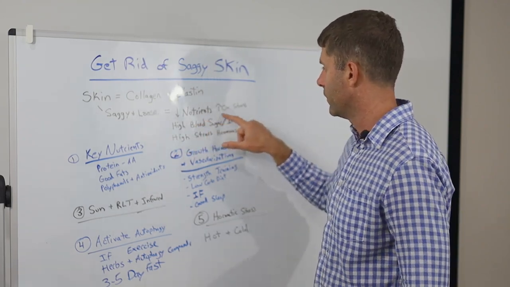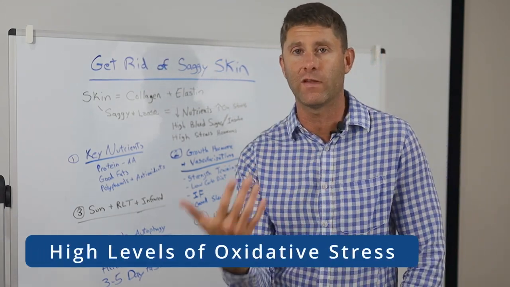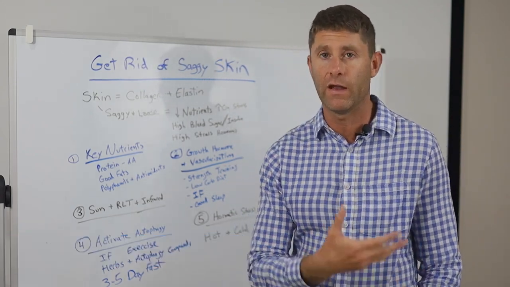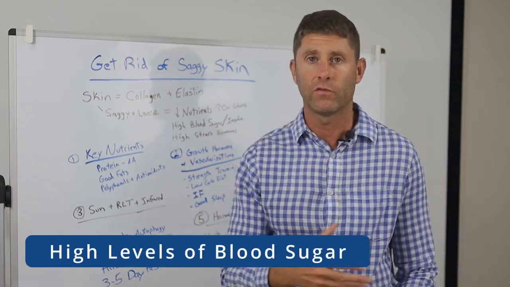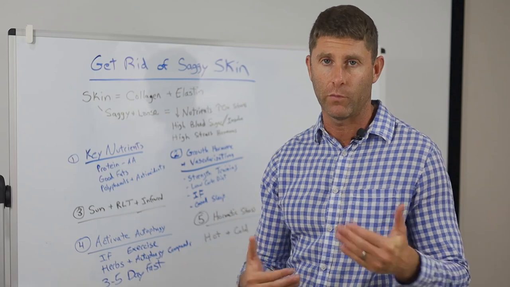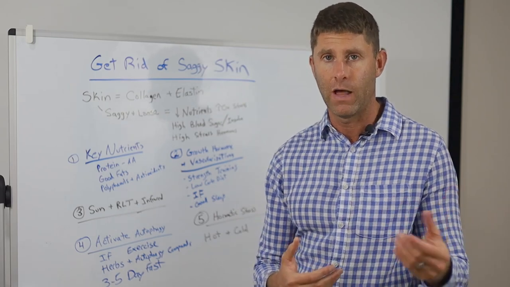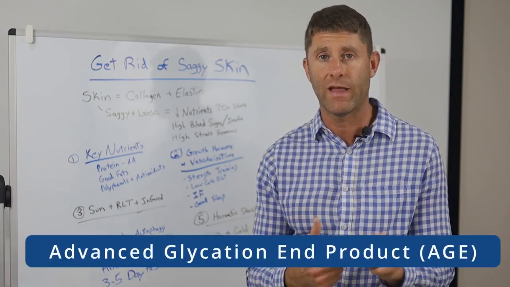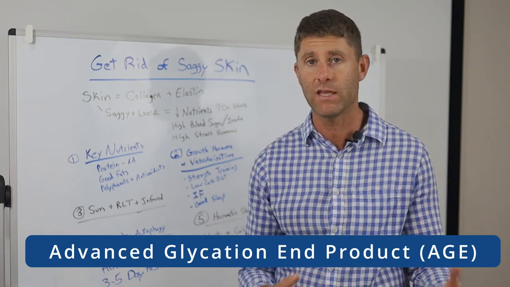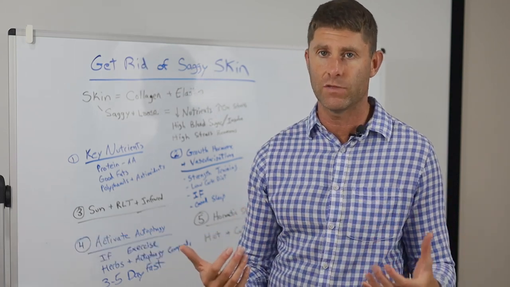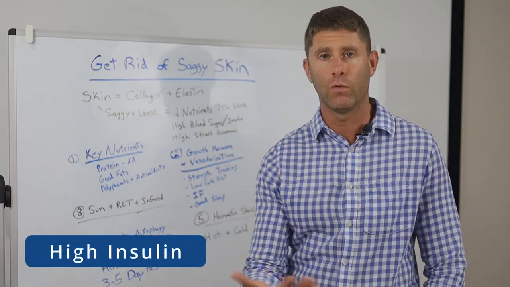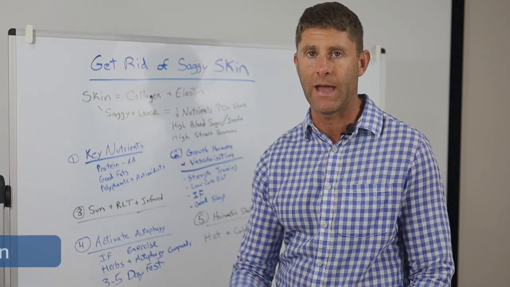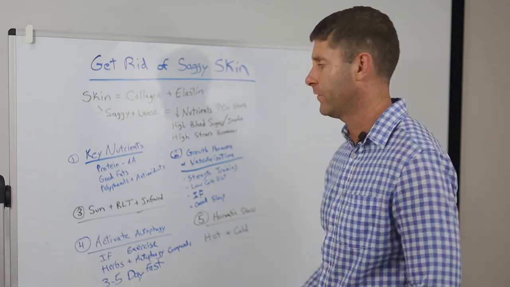It's a combination of these, but it may be one more than another. One is nutrients, another is high levels of oxidative stress, and also high levels of blood sugar. Blood sugar creates things called advanced glycation end products. When the sugar is high, the molecule will bind to a protein and create an advanced glycation end product, AGE, and those AGEs damage the skin and the blood vessels. Also, high insulin will cause more inflammation that impacts the skin, the collagen and the elastin.